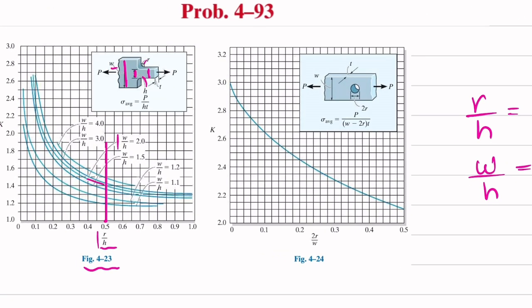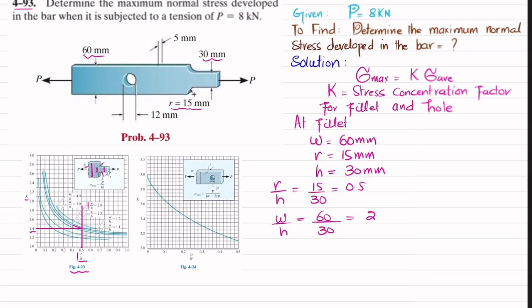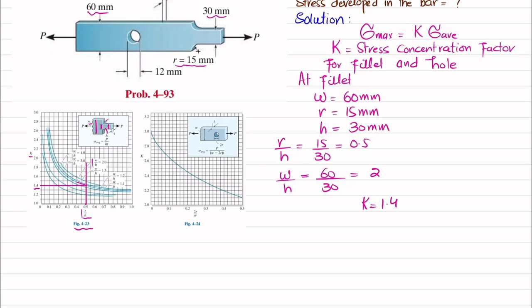So you can see this is the curve which is intersecting at this point. If you draw a horizontal line, you will get the value of K as 1.4. You can see this on the y-axis, this is K. So I will write K is equal to 1.4. Now you will use this equation, sigma max is equal to K into sigma average.